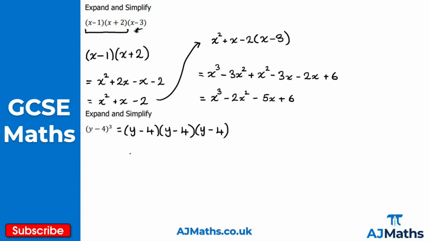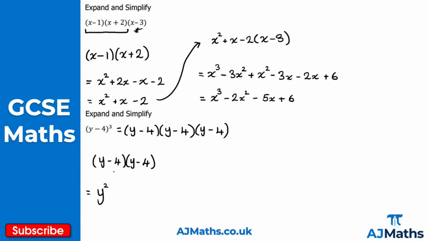Okay, so whenever you see index notation being used, get rid of the index notation and write out the correct number of brackets. So all I need to do here now is expand two of the brackets and then multiply that quadratic by the final bracket. And obviously, with all the brackets being the same here, it doesn't matter which two you pick. So I've got y minus 4 times y minus 4.